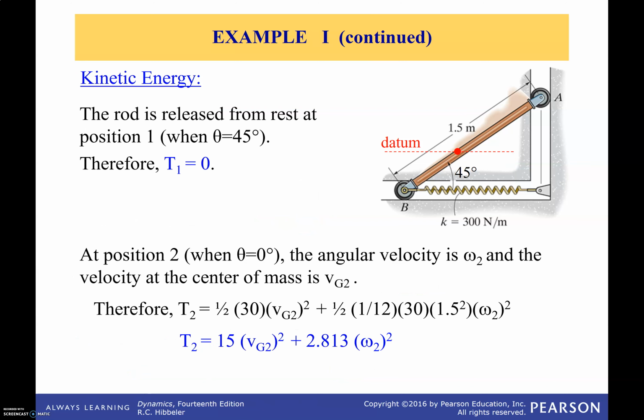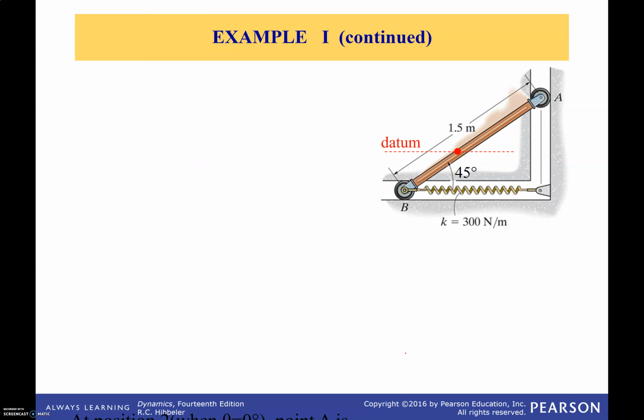Kinetic energy. The rod is released from rest, so the initial kinetic energy is 0. The final kinetic energy, what is that? It's 1/2 times 30 times v squared, this is the translational kinetic energy of the center of mass, plus 1/2 Ig omega squared, this is the rotational kinetic energy about the center of mass, where this is Ig. So we can write the kinetic energy, translation plus rotation, and we are done.